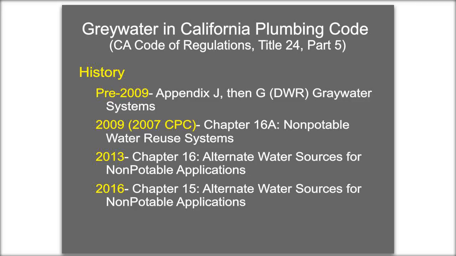So we had the 2013 version. It was now called Chapter 16, Alternative Water Sources for Non-Potable Applications. And the next code adoption cycle, which is happening really soon, the 2016, is going to be called Chapter 15 with the same title. So currently, right now today, we're using Chapter 16 of the code, but by January of 2017, we're going to be using Chapter 15. And these codes are very similar. They're almost identical, not quite, but pretty similar.